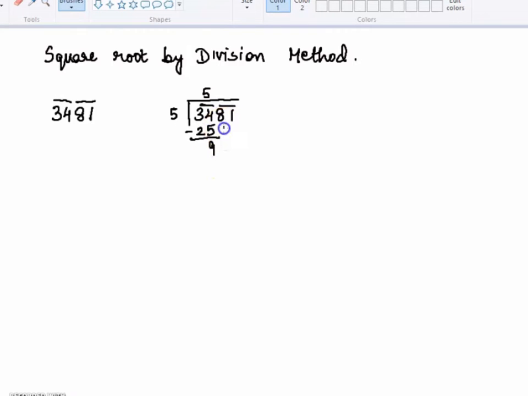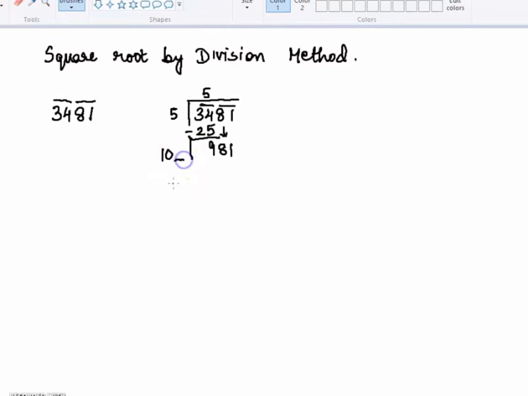Then the next step is that the next group of numbers will be brought down. So in division you bring a single digit down, but while you are finding the square root, since we have grouped the numbers, this entire group will come down together. So 81 will come down as a group. Then the next step is you will double this digit 5, it will become 10.